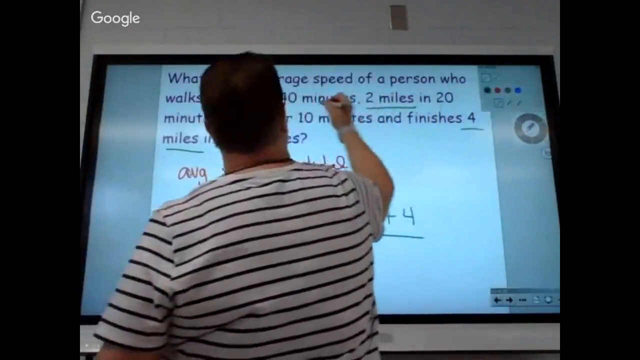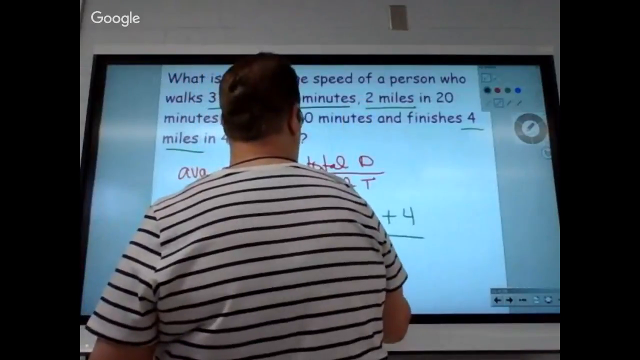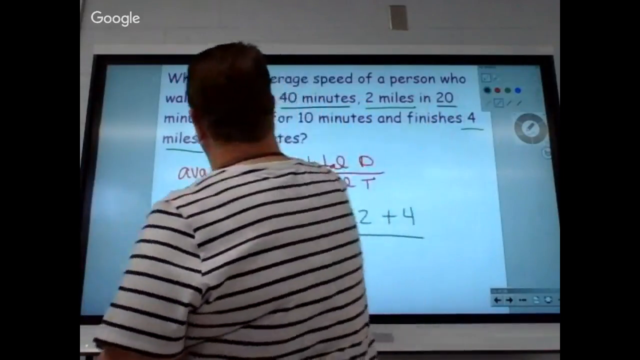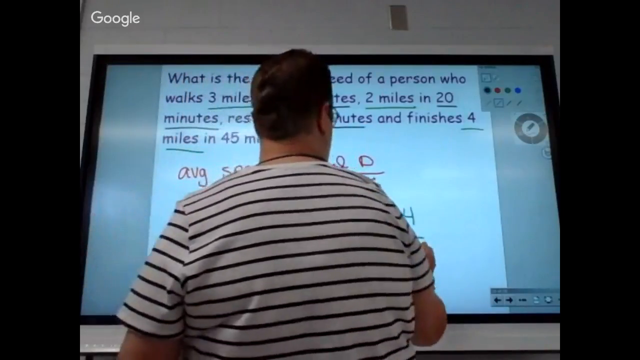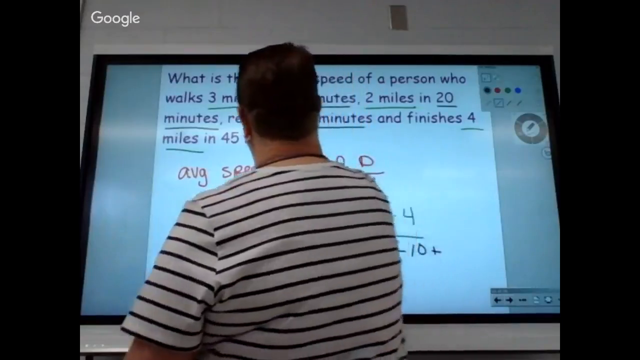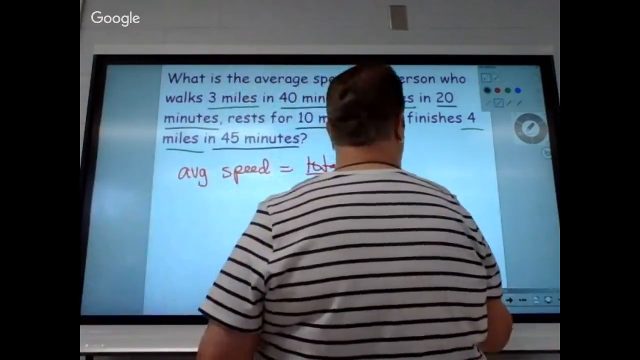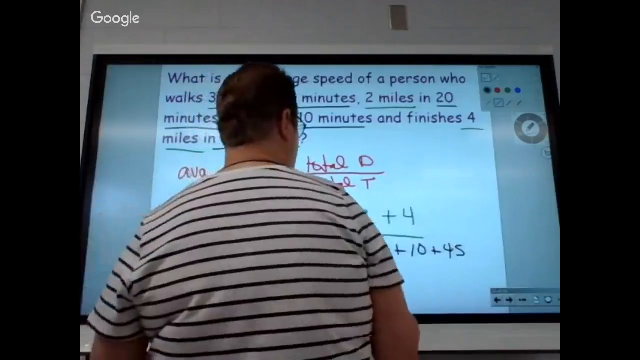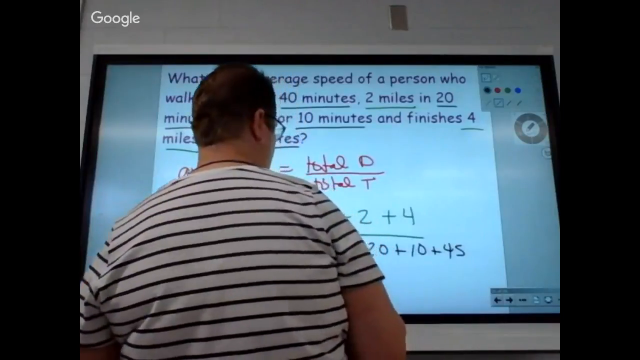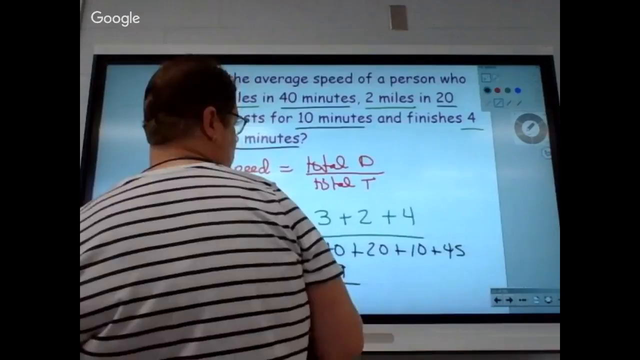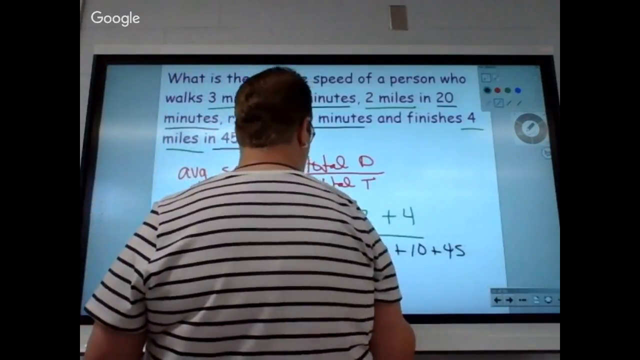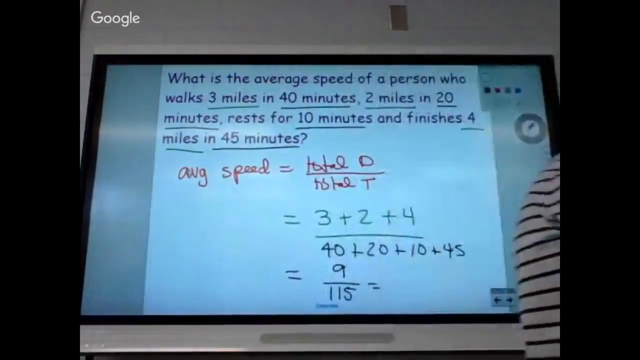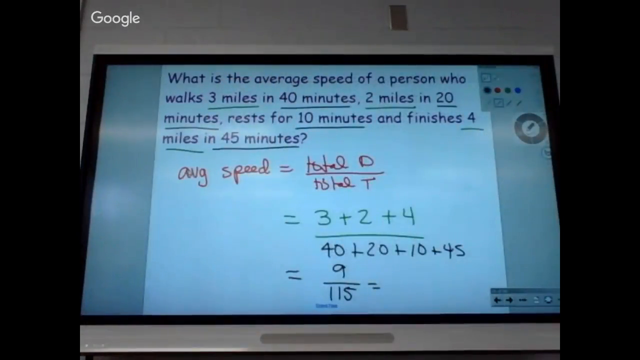We have 40 plus 20 plus 10 plus 45. So, what's that on top? 9 over, what we got? 70 plus 45 is what? 115. It's going to be a tiny decimal number. 9 divided by 115 is 0.078.